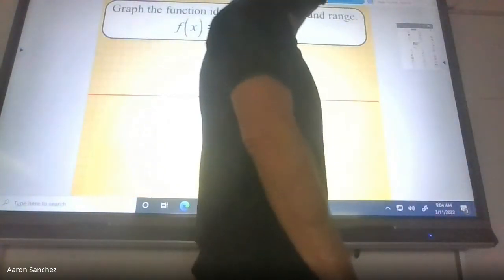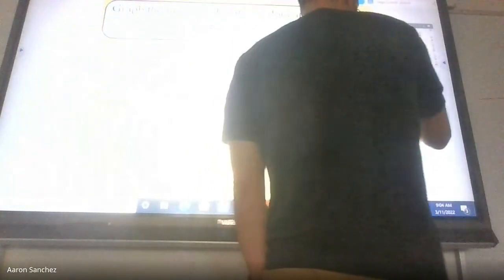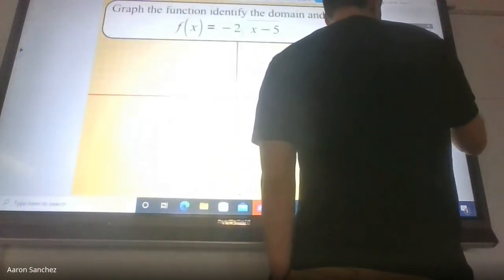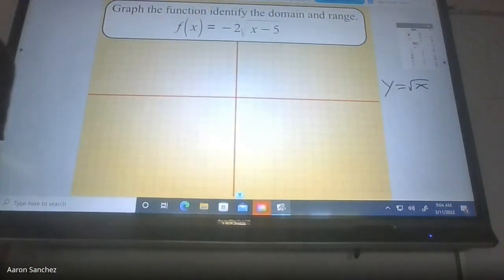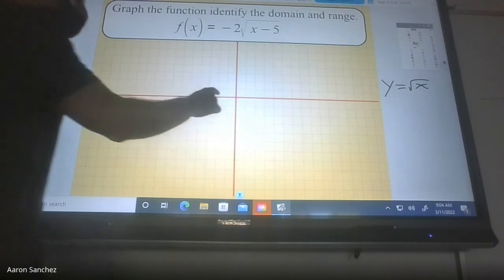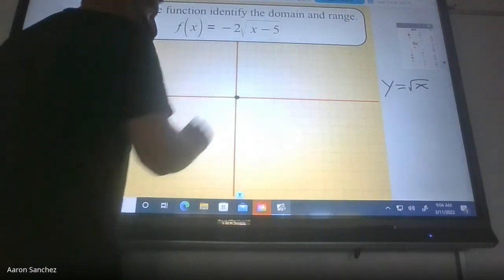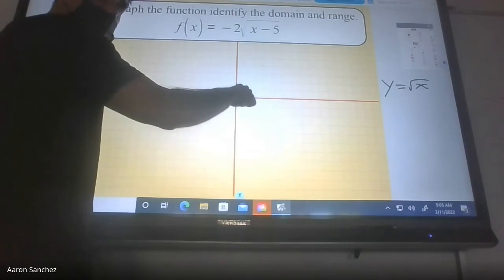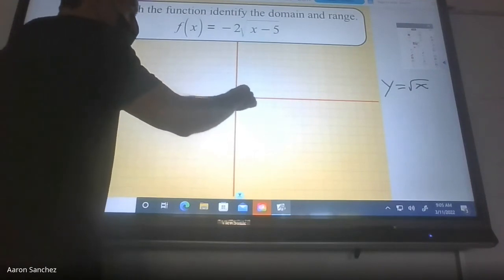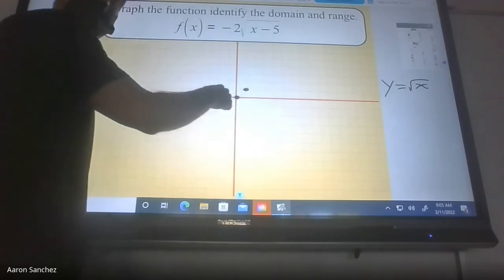Let's do Godzilla time, shall we? Let's do y equals the square root of x. You guys know how to graph the square root of x, the parent function of that? Parent function? You take the square root. What's square root of 0? What's the square root of 1? So I go over 1, what do I do? Up 1. What's square root of negative 1?